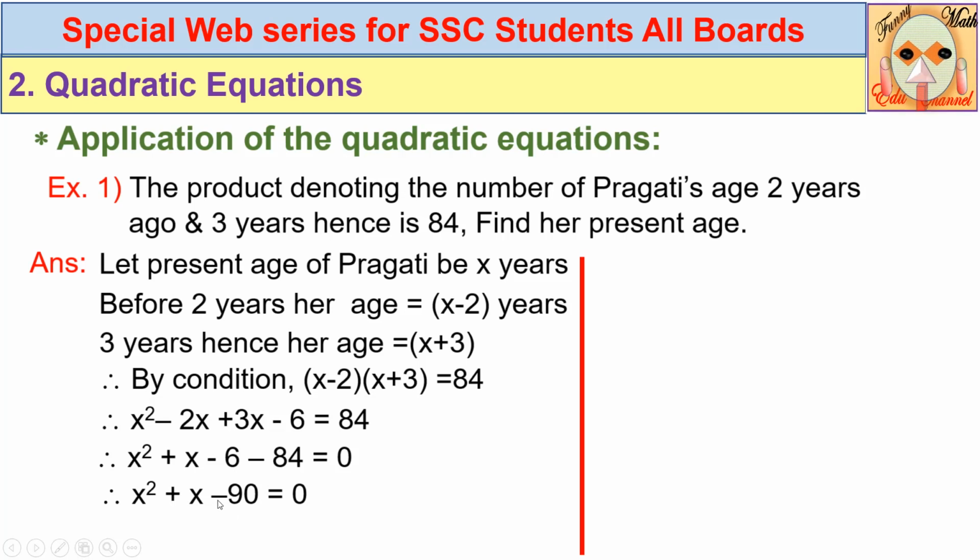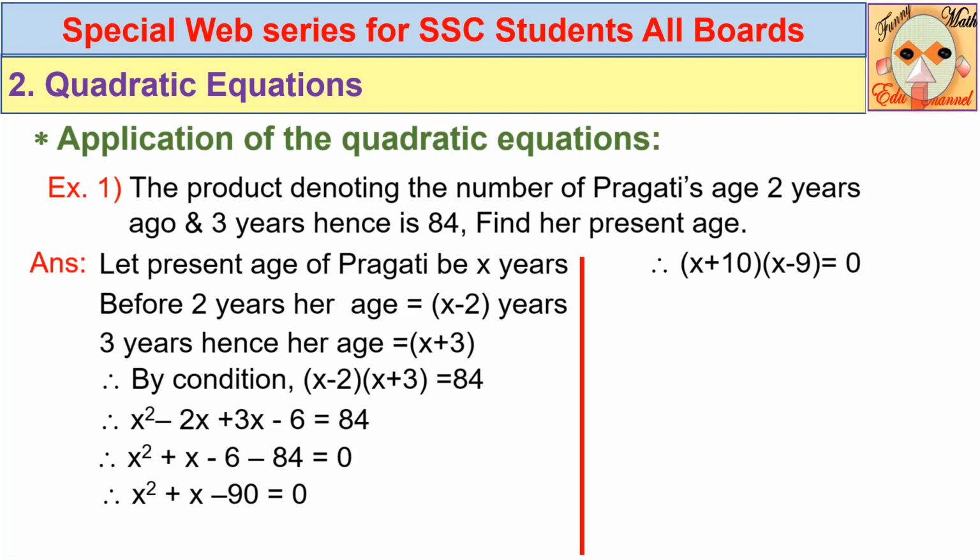So it's very simple. 10 nines are 90, and then you have factors x plus 10 and x minus 9. You can write down the factors directly whenever the coefficient of x square is 1. At that time you can write directly. So here we have x plus 10 into x minus 9 equal to 0.